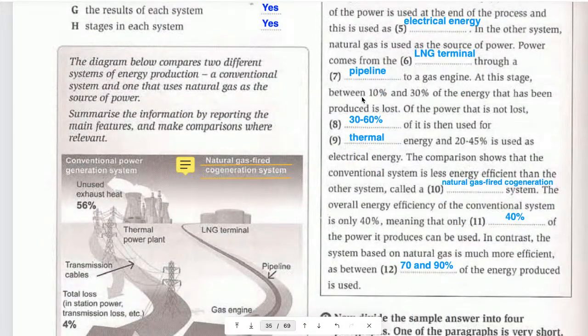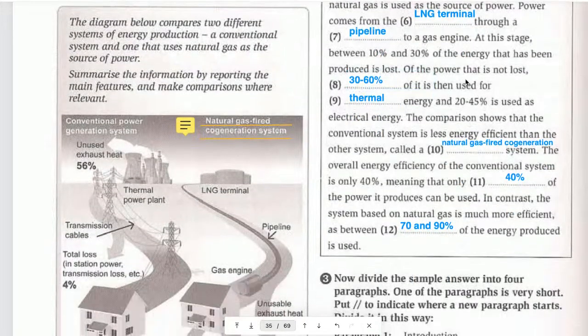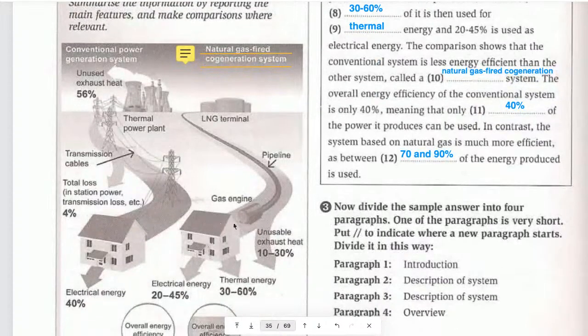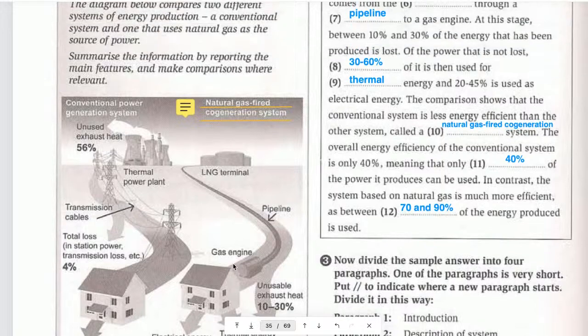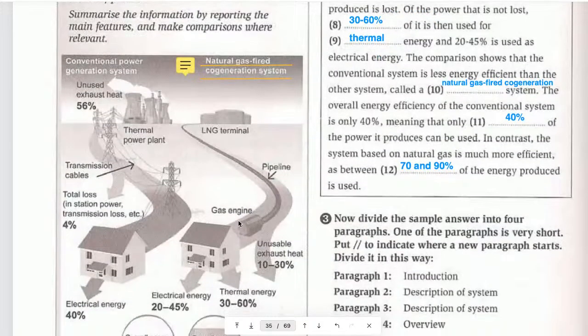At this stage, between 10% and 30% of the energy that has been produced is lost. Okay, just stop right there. At this stage, at this gas engine stage here, between 10% and 30% of the energy that has been produced is lost. Where does that mention?